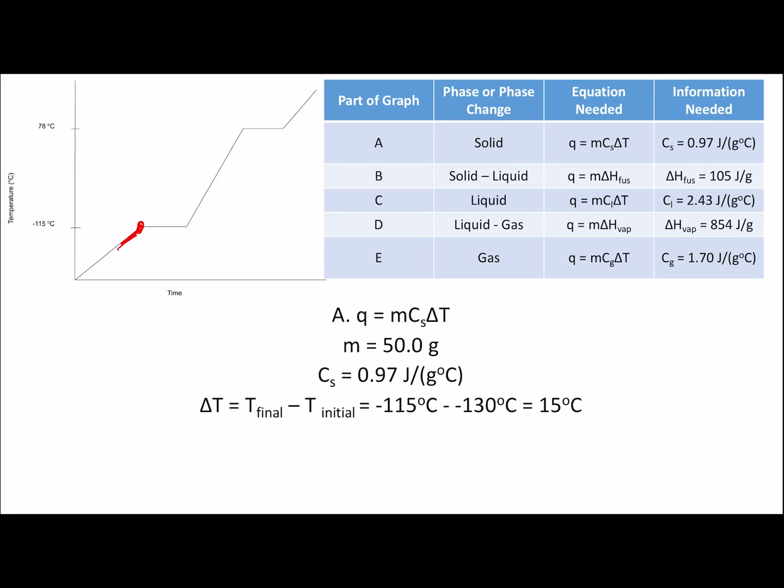In this case, the melting point of ethanol is negative 115 degrees Celsius. So our final temperature through this part of the graph is going to be negative 115 degrees Celsius. So we're doing a change in temperature of 15 degrees Celsius. So then we plug all those numbers into our equation. So we have 50 times 0.97 times 15, and we get that that's 727.5 joules. But following sig figs, we'd have to round it to 2 sig figs, so it'd be 730 joules.